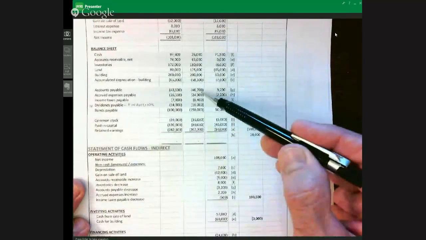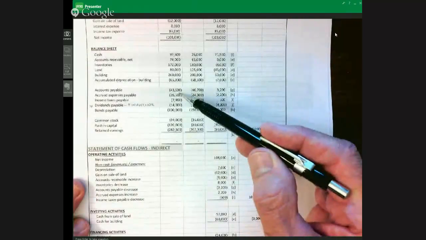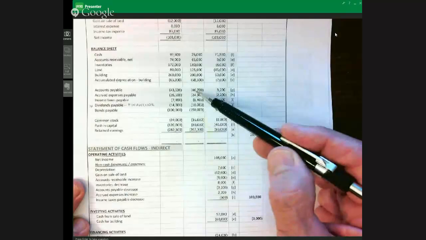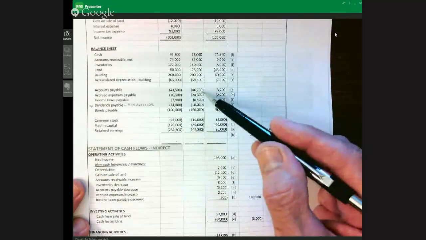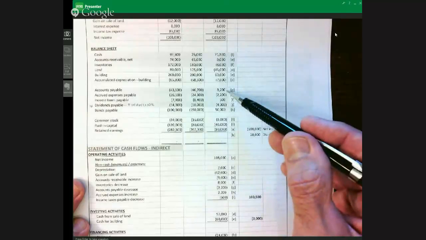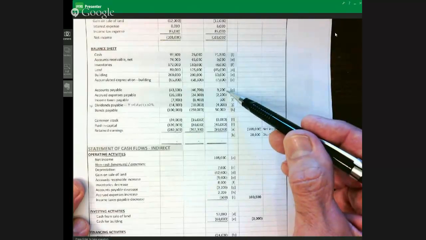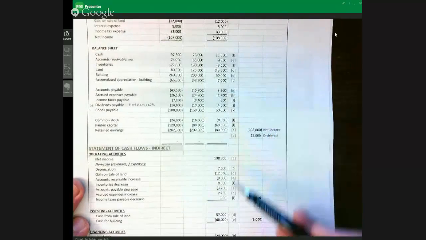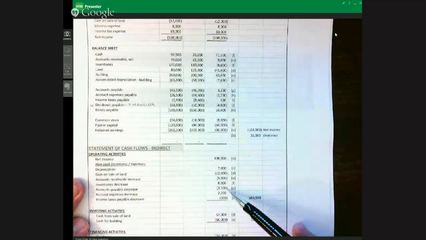Accounts payable went from $46,700 down to $43,500. So accounts payable, a liability, decreased. Liabilities are on the right-hand side of the balance sheet, so they would be decreased with left-hand or debit side entries. The debit of $3,200 on the balance sheet would be offset by a credit or reduction in cash flow.